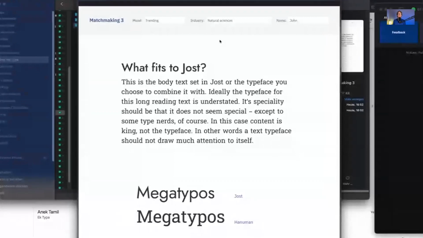And what was the topic? Trending and natural sciences. Well, it's very confident. I think it's always something confident when you're using a slab serif. We stand our ground. We're confident here. And natural sciences, I think they always should be confident. It's a good mix. Okay, and then here INRIA serif, what fits to INRIA serif?